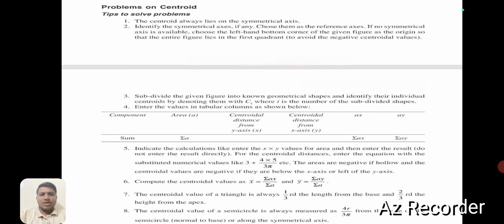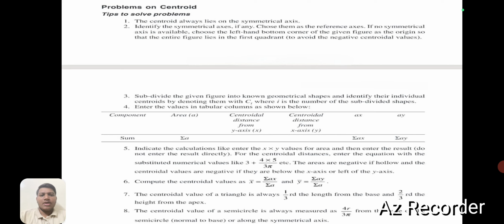Coming toward the sixth point, compute the centroidal values: x bar is equal to sigma ax divided by sigma a. To find the x bar, the formula is sigma ax divided by sigma a, and to find the y bar, the formula is sigma ay divided by sigma a. Coming towards the seventh point, the centroid of a triangle is always 1/3 of the height from the base and 2/3 of the height from the apex.